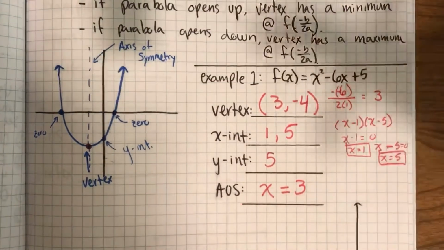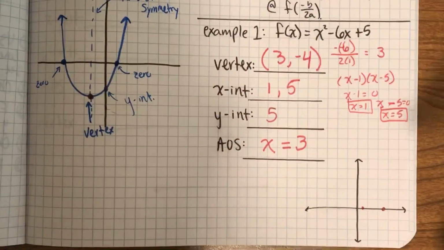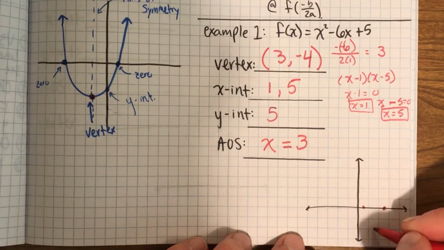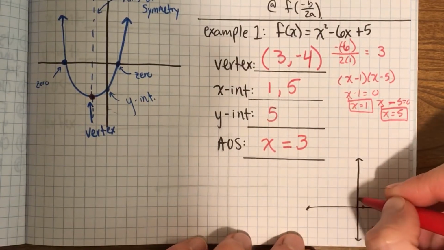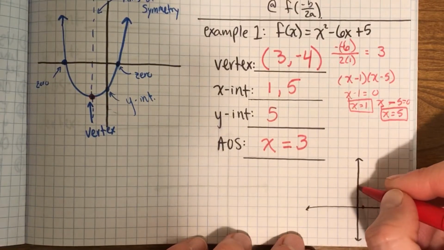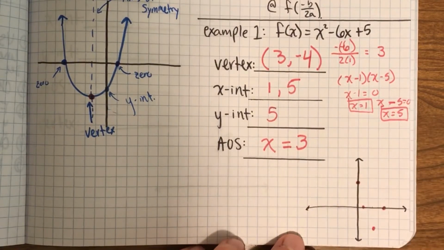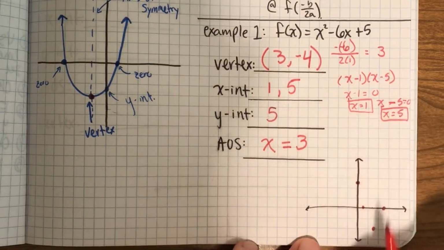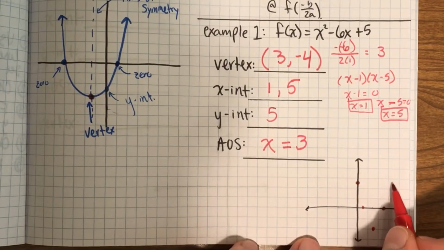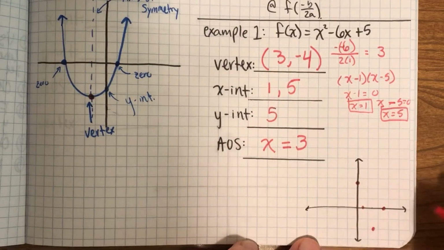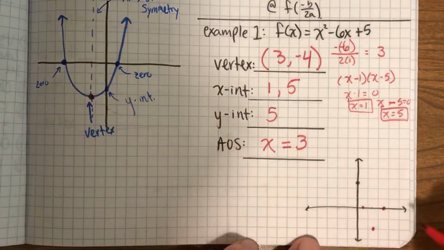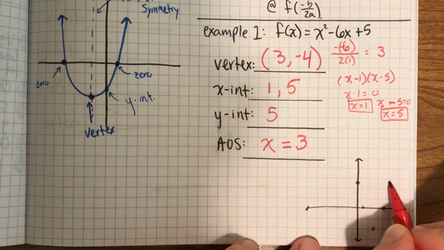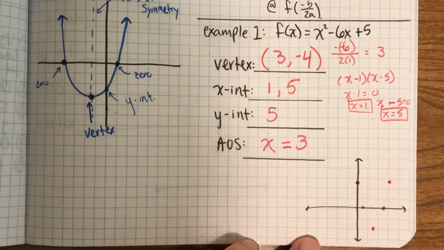There are my intercepts. My vertex is at 3, negative 4, and my y-intercept is at 5. On my graph, I'm going by 1 square is 2. And you can actually make another point on your graph, a fifth point, because remember, parabolas are symmetrical. So you could also put another point over here at 5.